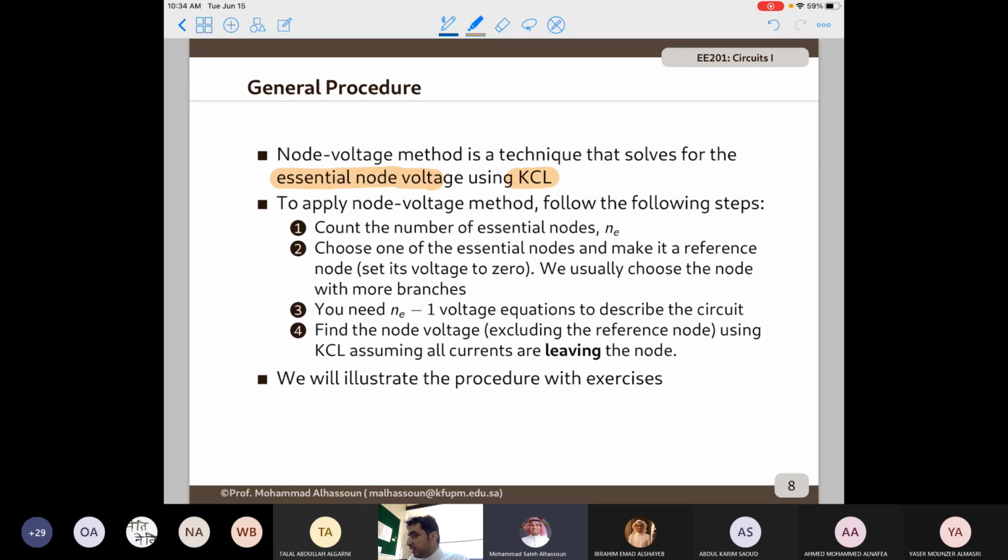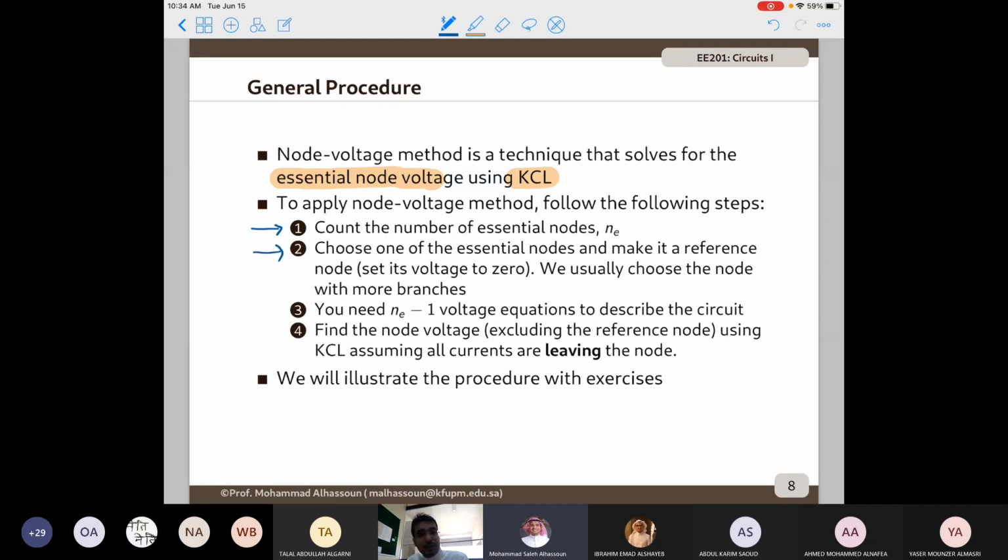So there are some techniques, or some general steps, for applying the node voltage method. The first one, and the most important thing, is you need to count the number of essential nodes. And we'll explain these steps in an illustrative exercise.